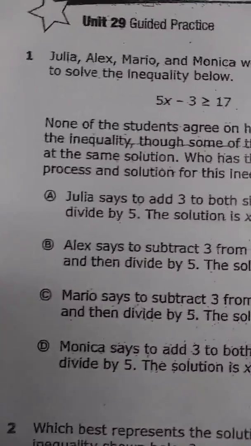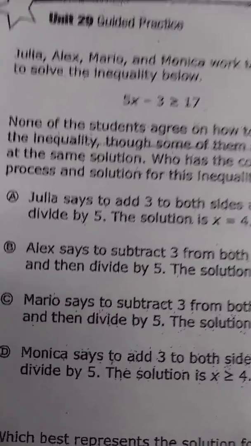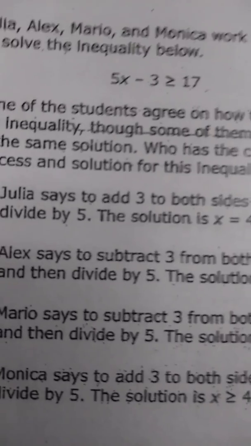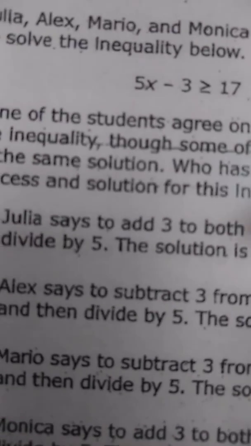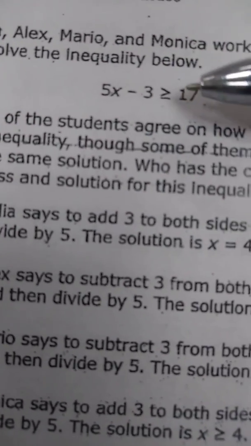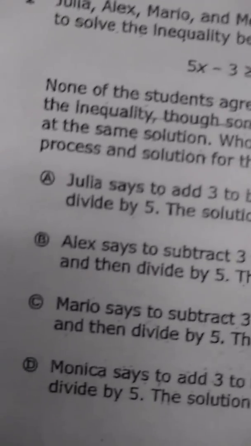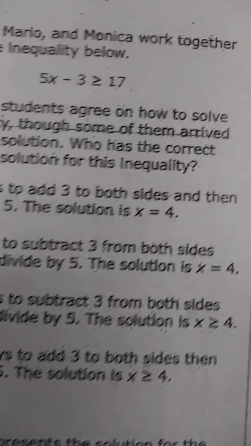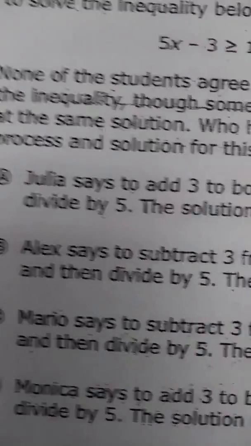It says Julia, Alex, Mario, and Monica work together to solve the inequality below. That is the inequality 5x minus 3 is greater than or equal to 17. None of the students agree on how to solve the inequality, though some of them arrived at the same solution. Who has the correct process and solution for this inequality? So let's take a look at how we can solve this equation.